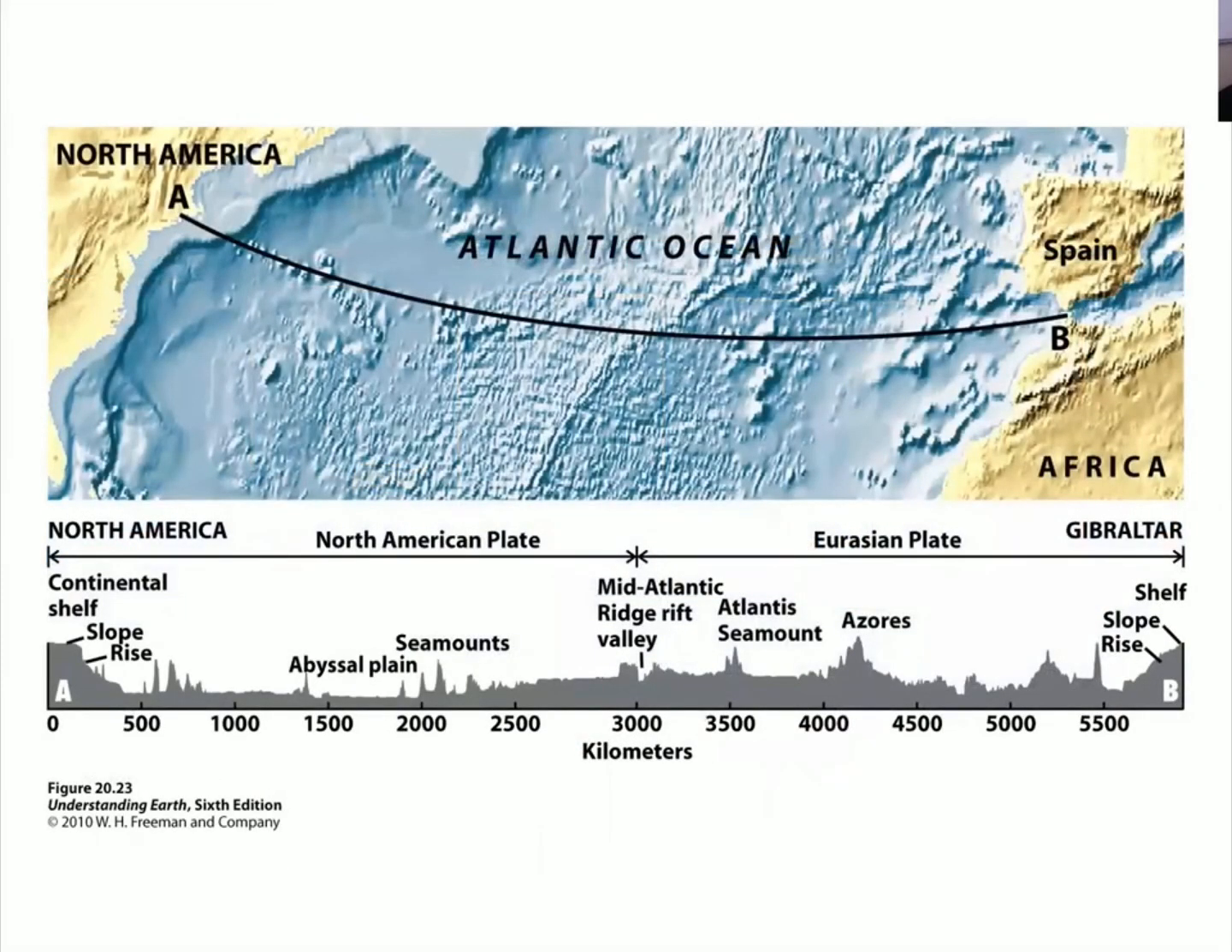Here we have another topography map. This one is of the Atlantic Ocean. This is what the ocean floor would look like if we were to drain all the water. You could start at point A and work your way all the way to point B, and you would see a slope, a rise. It would plane out. You could see a valley, and then it would slope back up again once you reach Spain.